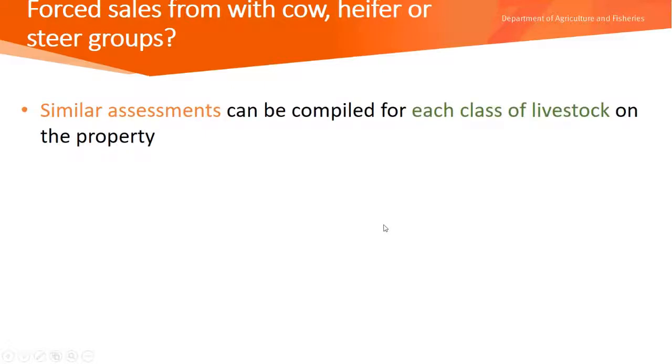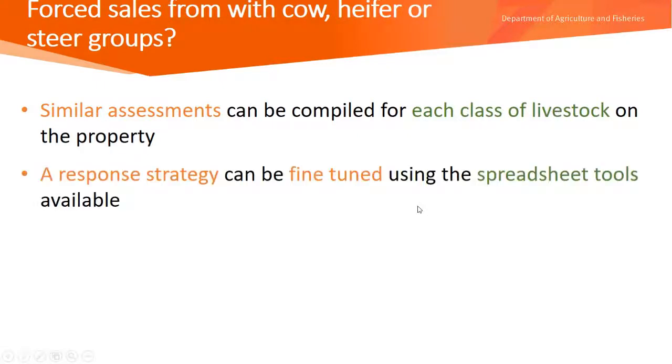Now, okay, that's just a comparison of the PDIC cows and steers of an age group. You can do the same assessment for each class of livestock on the property to come up with, okay, these ones are going to do the least damage to our profit. Let's sell them. That's the analysis you can go through. We've just done one example. There's a number of other classes of cattle, cows, and heifers on the property. So you can fine-tune your strategy using these spreadsheets.